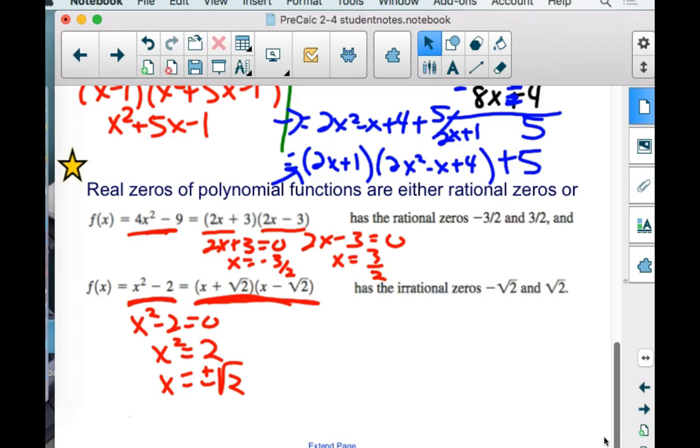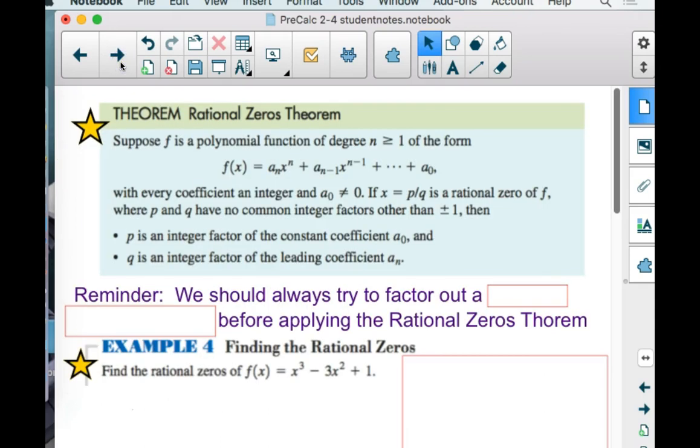And then we have the rational zeros theorem. And the rational zeros theorem is talking about how we are going to find all of these. But this will be a good place to stop and hang on until Monday for the rest of this.